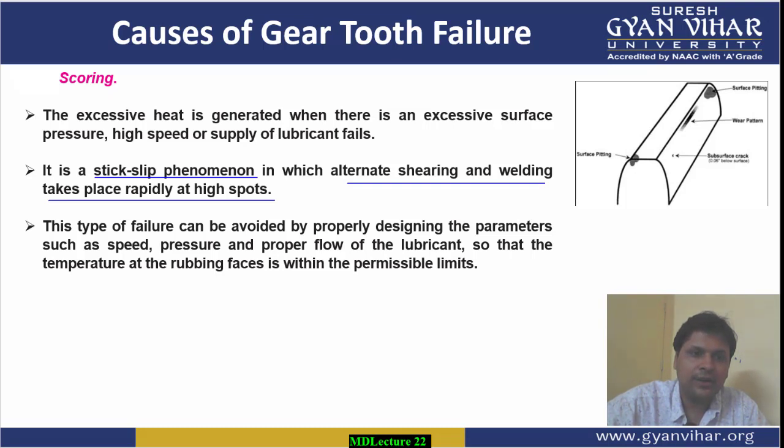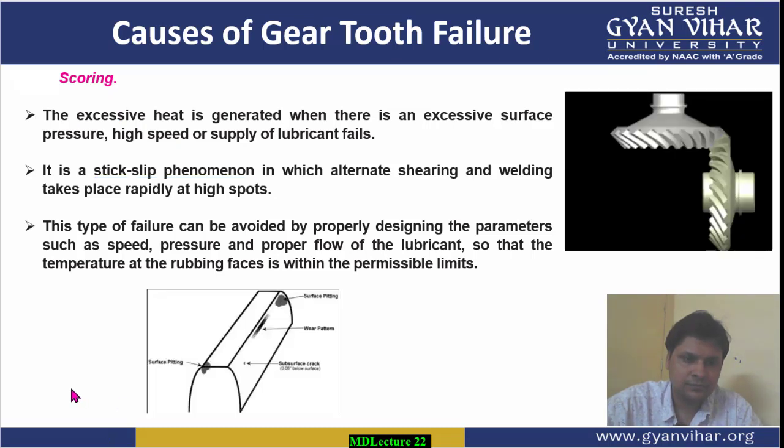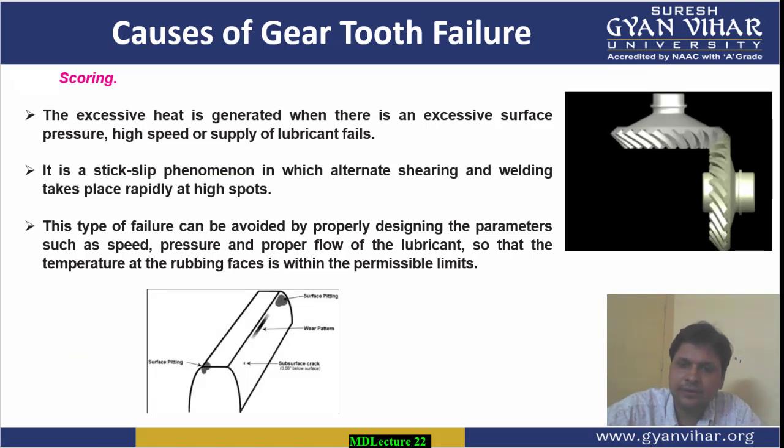All right. As you all know, whenever two gears are in motion, as you can see in this animation, two gears are continuously in motion with each other. What will happen? Excessive heat will be generated between them, along with high pressure and high speed, due to which the lubrication between them fails, and the phenomenon of scoring occurs.